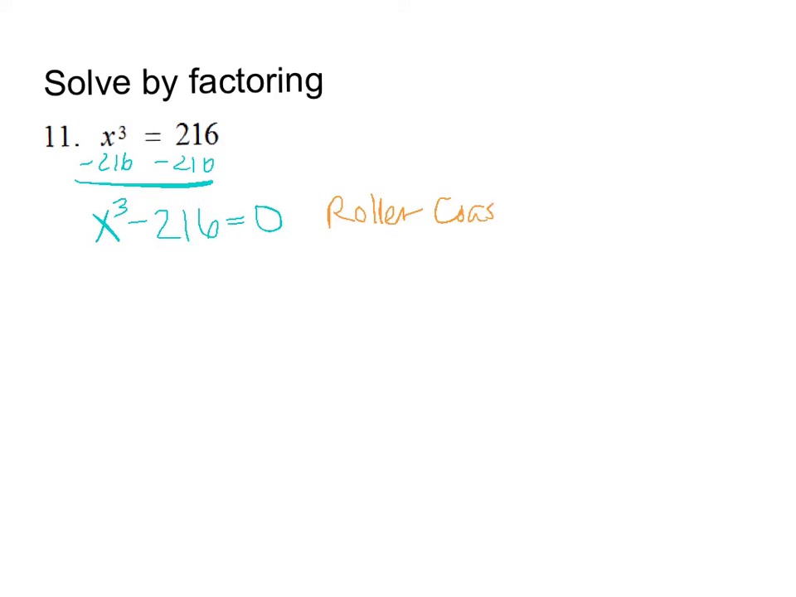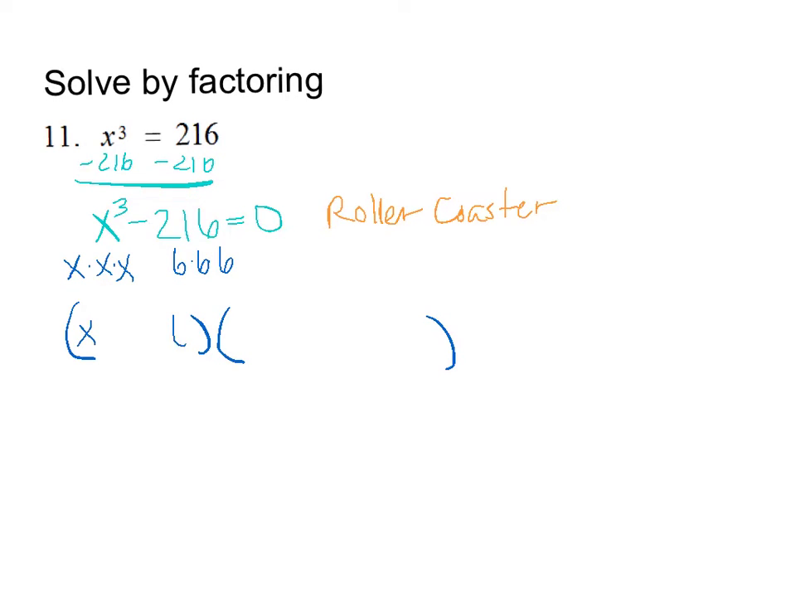As soon as I know that I'm dealing with cubed values, you should be thinking of roller coaster. All right, so I'm going to figure out who's going to go on our roller coaster ride. I've got x and x and x, and then 216 is 6 times 6 times 6. So I know who's going on the roller coaster. I set up the small cart in front and the big cart in back.